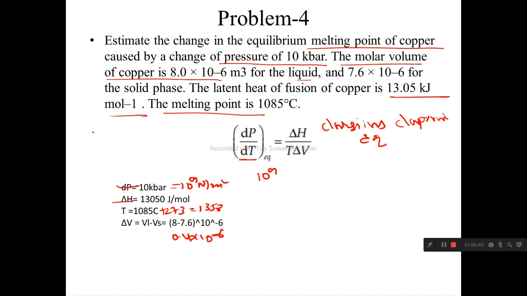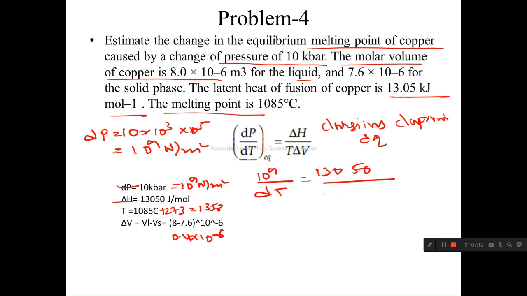Here I will write it. dP is given as 10 into 10 to the power of 3 into 10 to the power of 5, so altogether 10 to the power of 9 Newton per meter square, divided by dT. So delta H is given as 13050 divided by 1358 into delta V value, 0.4 into 10 to the power of minus 6. So what will be the change in the equilibrium melting point? Let's calculate that first.